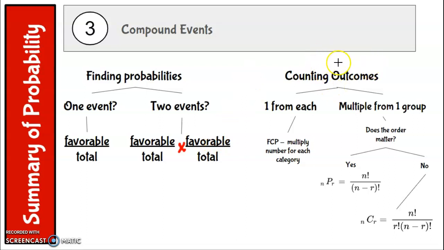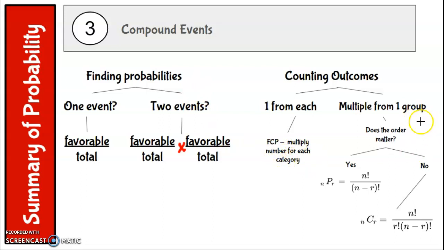If it's asking you to count outcomes, you need to ask yourself, am I pulling 1 item from each category, or am I pulling multiple from 1 group? If you're just doing 1 from each category, then you just multiply the number for each category together, and that's going to tell you the number of outcomes. That was our pasta, and then our sauce, and then our meat. Just multiply the number of each category together. That's the fundamental counting principle.